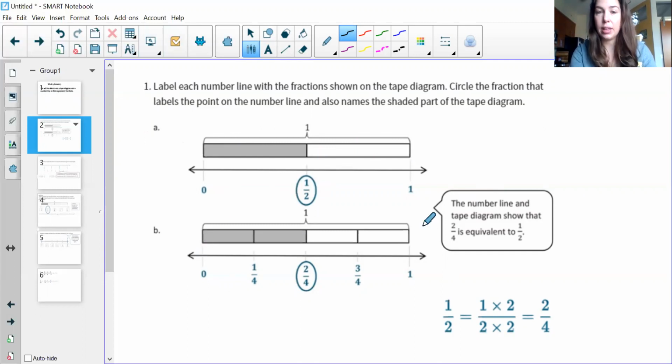Now down here, they have a tape diagram that's the same size, but this time it's decomposed into fourths. So we decompose the number line into fourths. 1/4, 2/4, 3/4, 1 whole. 2/4 is circled because 2/4 of the tape diagram is shaded. And we can show this also with multiplication. So we're showing that 2/4 is equivalent to 1/2. They're the same amount because they land on the same point on the number line. 1/2 times 2/2 is 2/4.